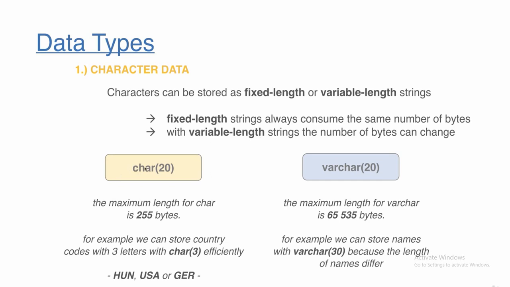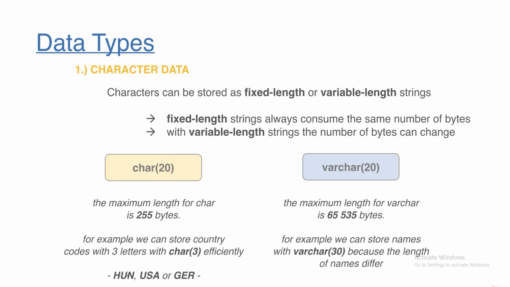So when we create a char, then the maximum length for char is 255 bytes. For example, when we want to store country codes with 3 letters, then we have to create a char with value 3, and it is going to be quite efficient because we know for certain that every single country will be represented with 3 characters. So this is why we have to use a fixed length string.